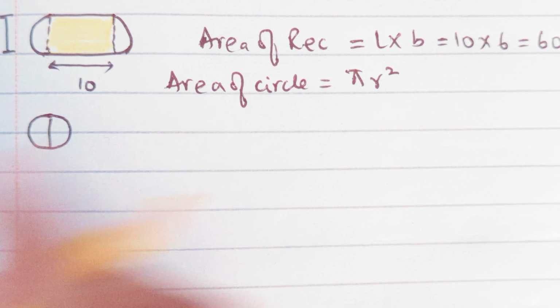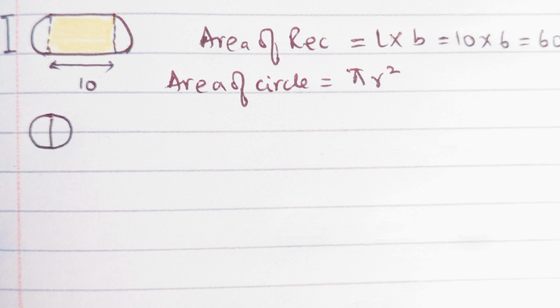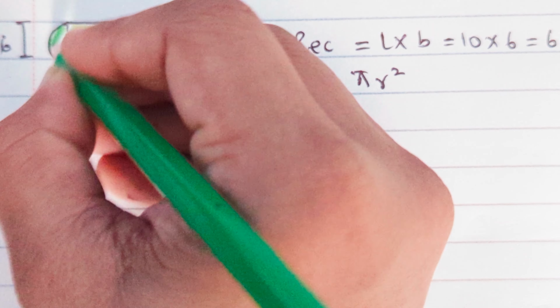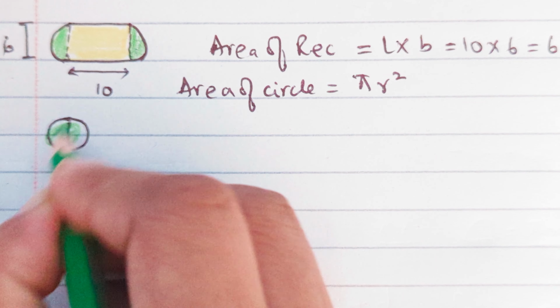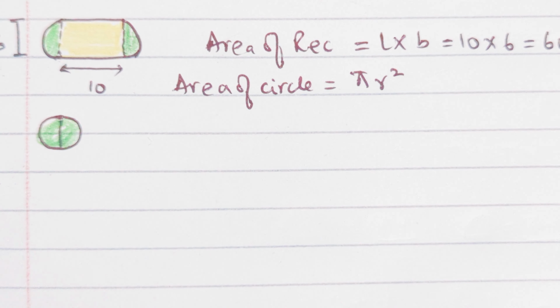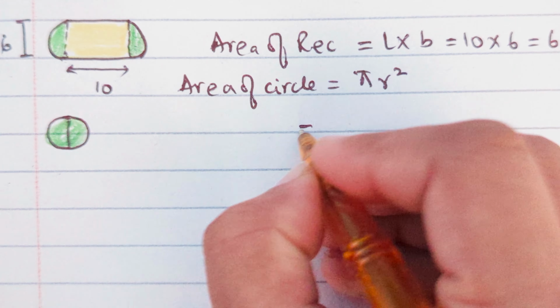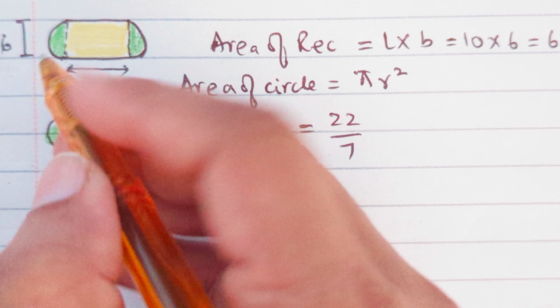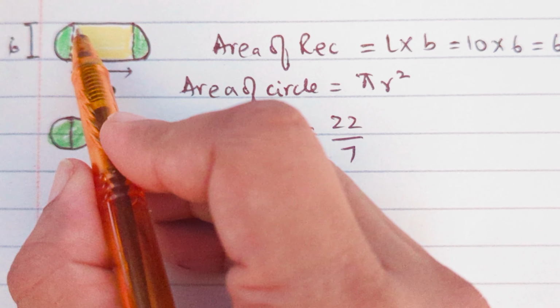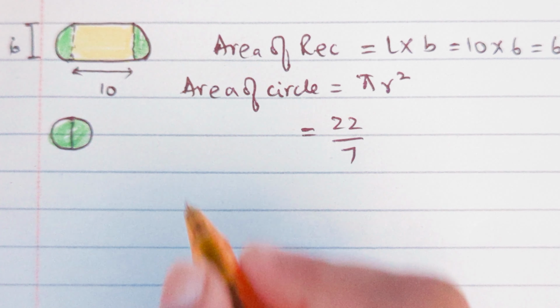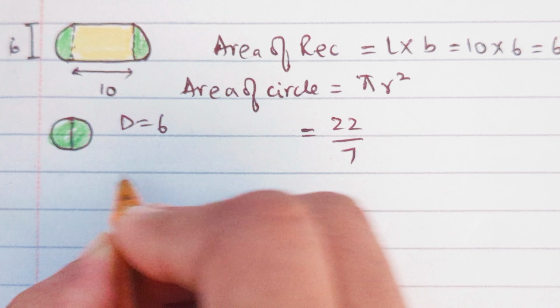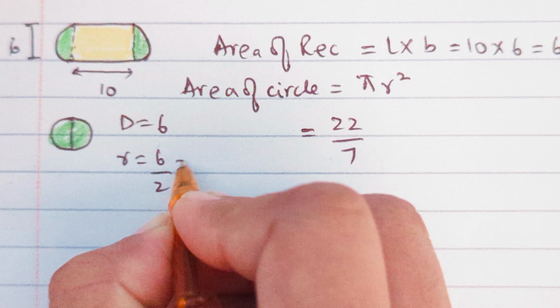So we will get the area of both semicircles together. Half of the circle makes a whole circle. So let's find the area of the whole circle. And here the value of pi will be 22 upon 7. Since this is the diameter, we have to first divide it by 2 to get the radius. If the diameter is equal to 6, the radius will be 6 upon 2, which is 3.